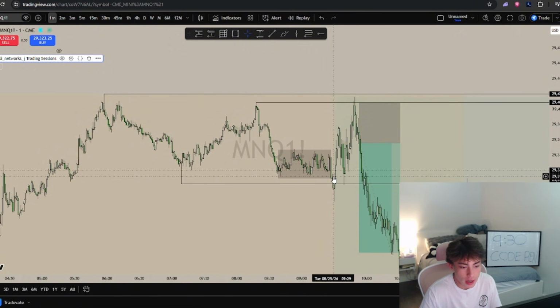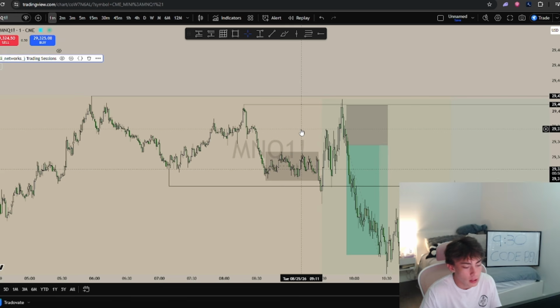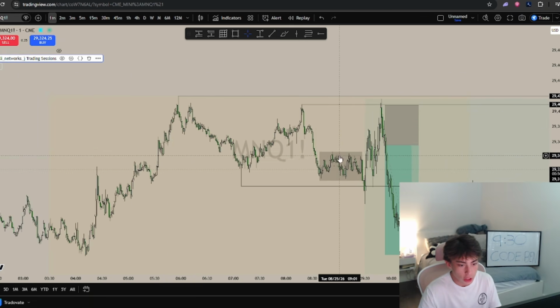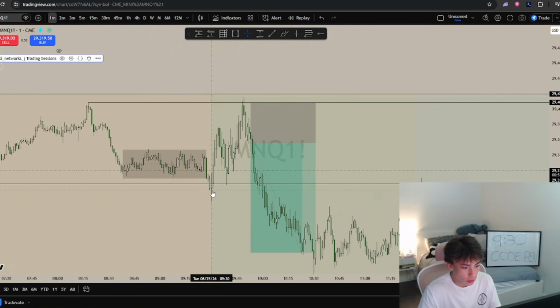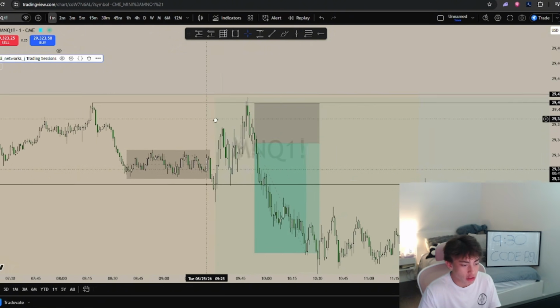We did take out this low at 9:29, but it's okay. It doesn't really matter that much. So what now? We accumulate. Market opens, we take this low out. And what do we do right after? We start ripping up in the other direction extremely quickly.